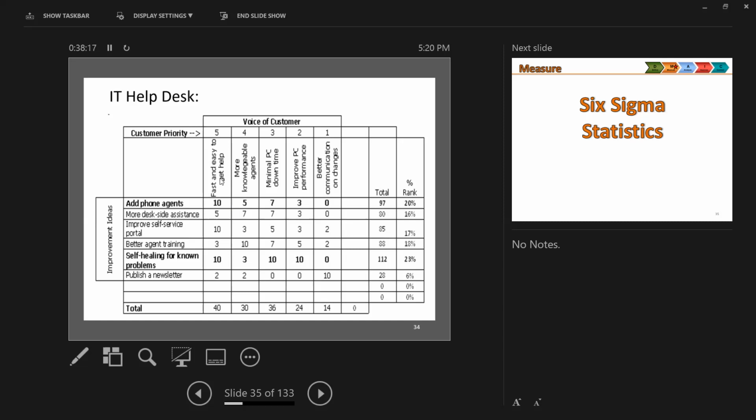You're basically getting, it's kind of a gut thing. But if I have 3 or 4 people doing it, then we're going to gain agreement and we'll get a pretty good feel for which ones we go after first, to make our customer the happiest. So in this case, self-healing is 23% of the total, and add more agents is 20%. So those might be the two that, in order to meet the voice of the customer, I might do. All right.